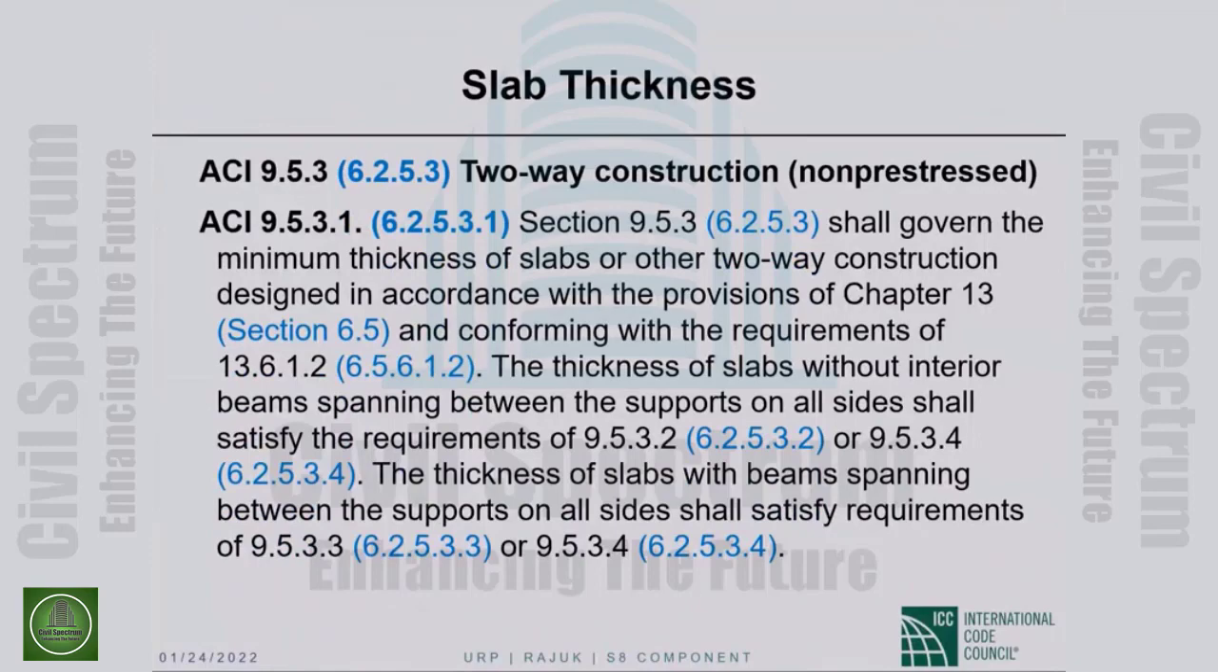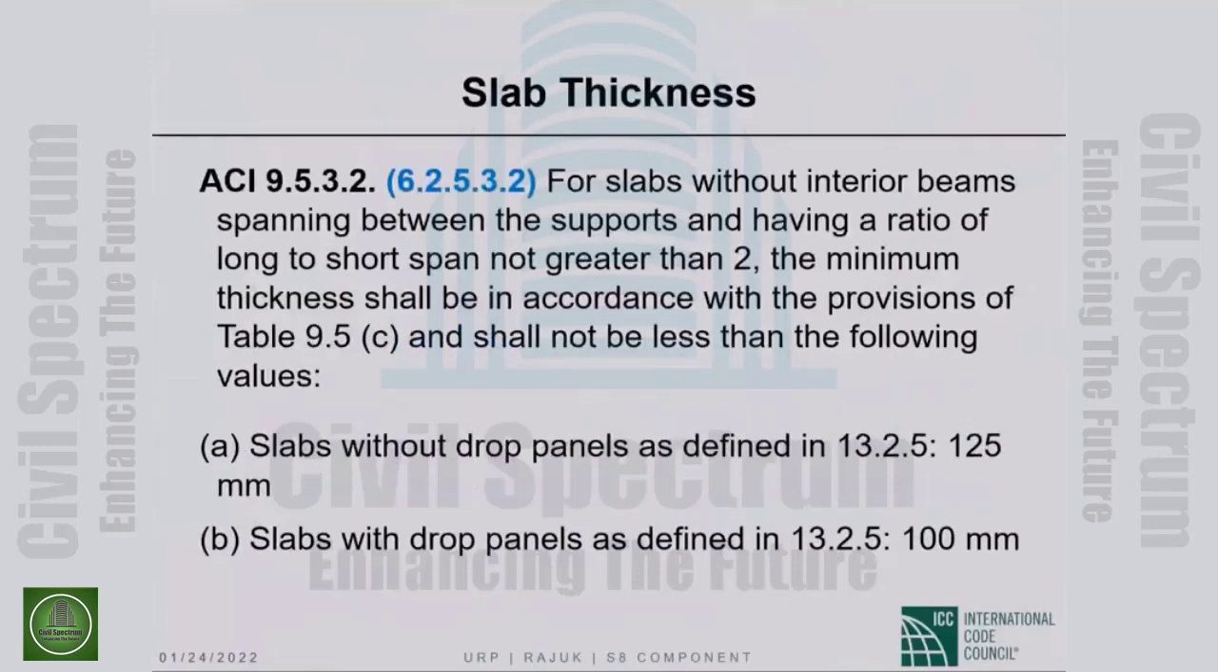Okay, this talks about minimum thickness and which section or table you go to. For slabs without interior beam spanning between the supports, having a ratio of long to short span not greater than 2, the minimum thickness shall be in accordance with table 9.5c. We will take a look at the table. We have seen it before.